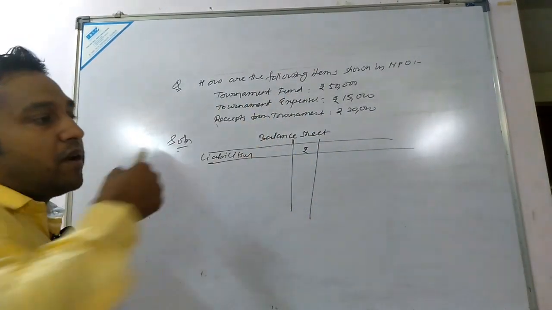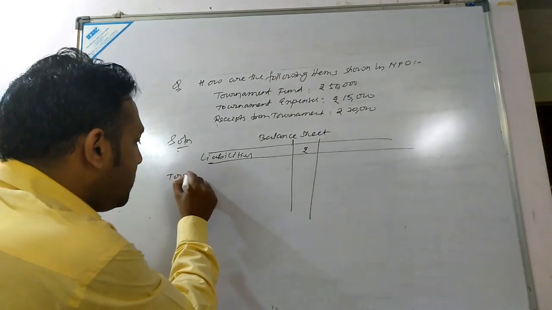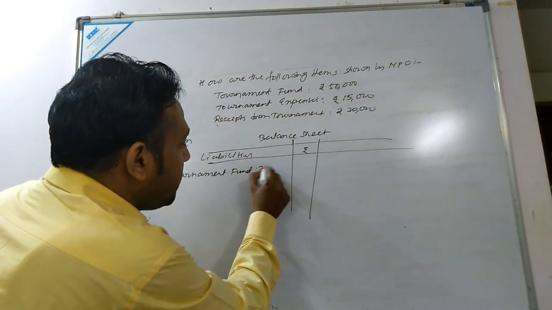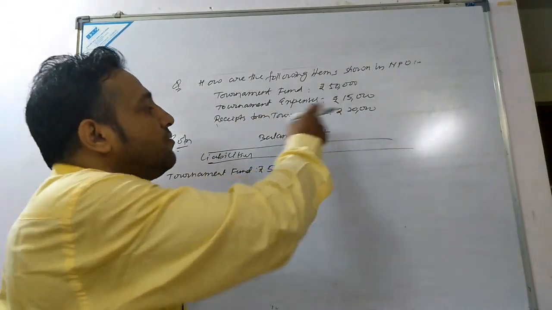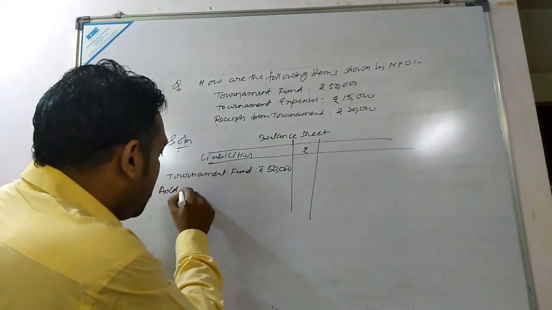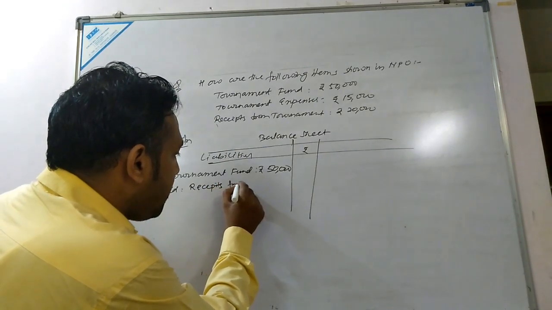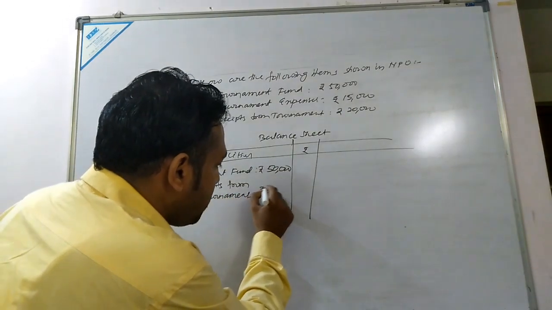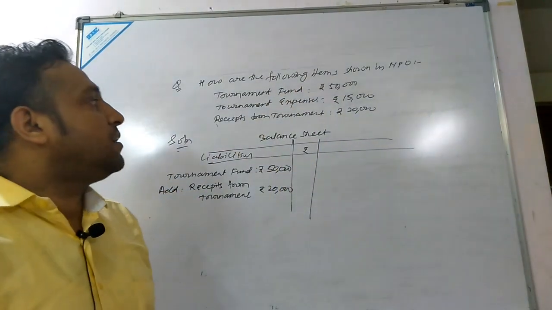First of all, what we have got is the tournament fund. Remember, whatever fund is there will be considered a liability. So here we write tournament fund, which has been given as rupees 50,000. Now the receipts from tournament, 20,000. We have to add that amount. So receipts from tournament are rupees 20,000.